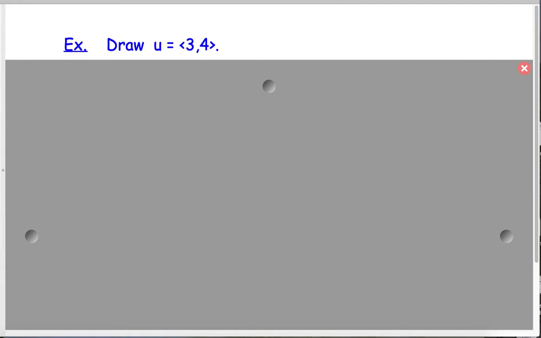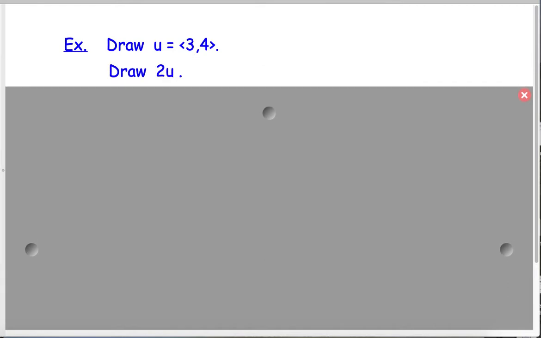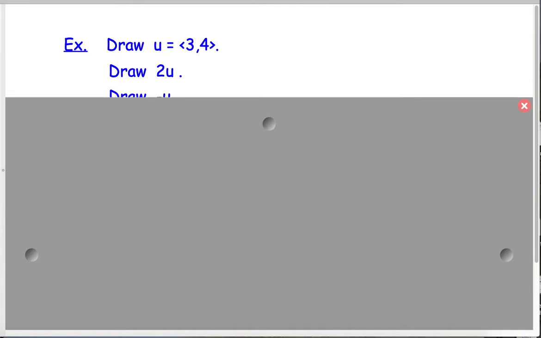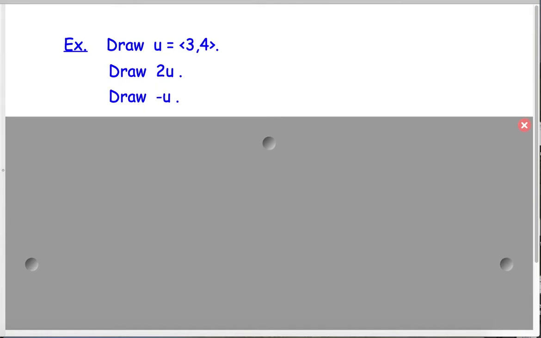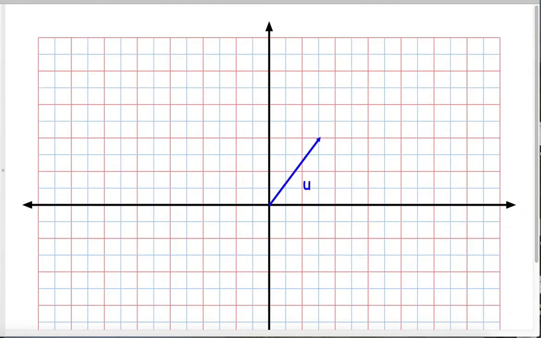All right. Let's try to look at some other vectors. Let's draw the vector u, and the component form is 3, 4. And then I'd like to draw twice that vector, or 2u. And then I'd also like to draw negative u, or the opposite of u. So let me show you what that looks like.